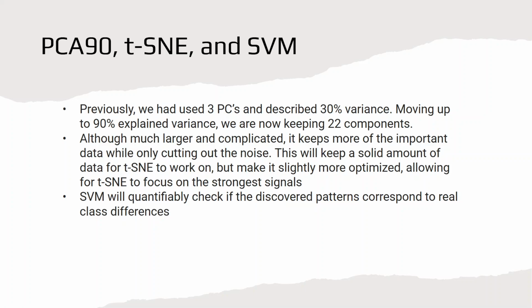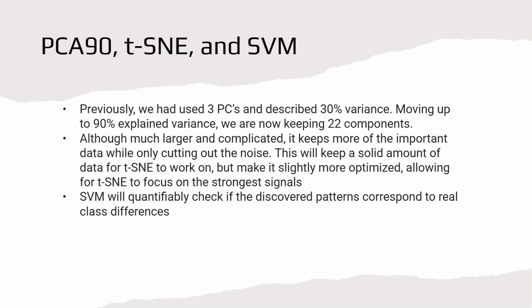The next step was combining a 90% explained variance PCA analysis, t-SNE, and SVM. So previously we had used 3 PCs and described 30% variance. Moving up to the 90% explained variance, we now keep 22 components. Although much larger and complicated, it keeps more of the important data while only cutting out the noise. This will keep a solid amount of data for t-SNE to work on, but make it slightly more optimized, allowing t-SNE to focus on the strongest signals.